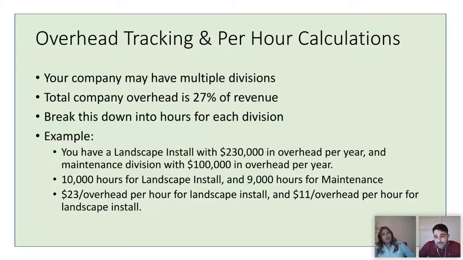And then really it's pretty simple. You just divide. So for the landscape install, you do 230,000 divided by the 10,000 hours, and you get $23 of overhead per hour. And then for maintenance, you do the same type of calculation: the $100,000 of overhead in your maintenance division, divided by the 9,000 hours. And you can see, these are accurate numbers, right? So that you can use them to ensure that you're recouping these overhead expenses in your estimates.